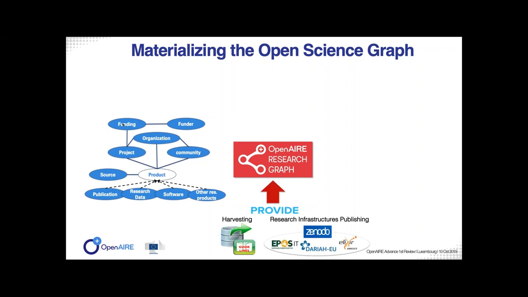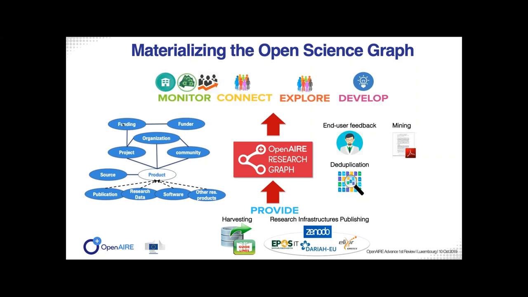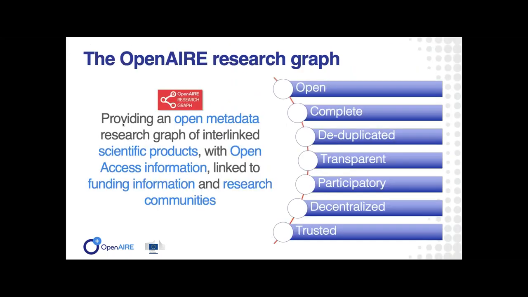So the OpenAIRE resource graph, the way we built it, I mentioned it before, so we collect through what we call provide. It's a system that allows us to validate, register the sources, collect the content, provide statistics about them, and so on. We further enrich the graph thanks to end user feedback. So end users can come through our portal and portals and add links to the graph to make it better, for example. So they can link products to projects, product to communities, etc. We do the deduplication and the mining, as mentioned before, and in the end, we publish via the applications.